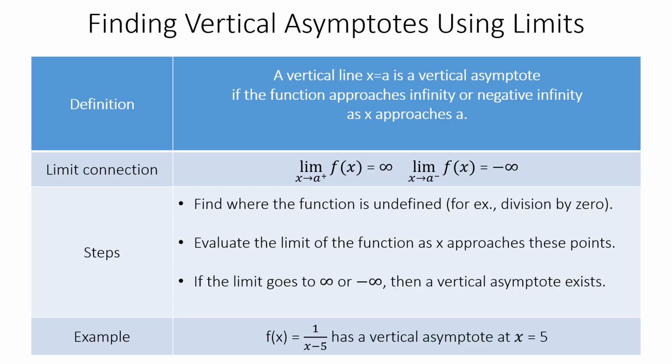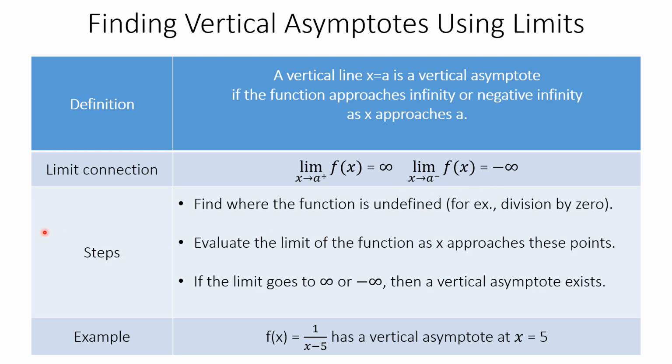So now we're going to talk about finding vertical asymptotes using limits. The definition here is a vertical line x equals a is a vertical asymptote if the function approaches infinity or negative infinity as x approaches a. So, for example, the limit connection we have here is as x approaches a from the right, the function approaches infinity. As x approaches a from the left, the function approaches minus infinity.